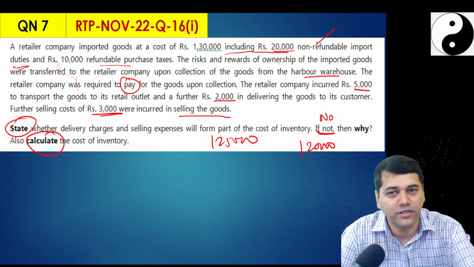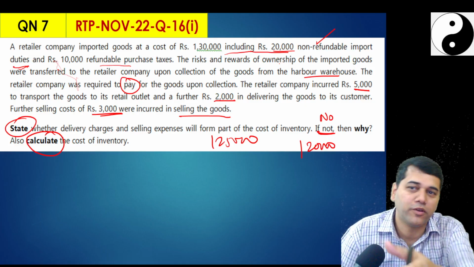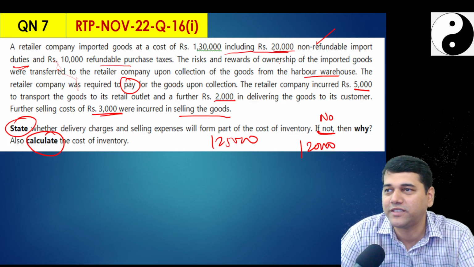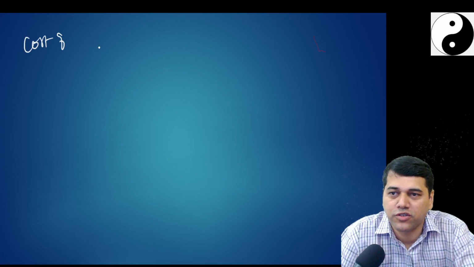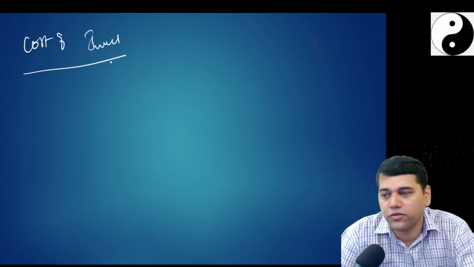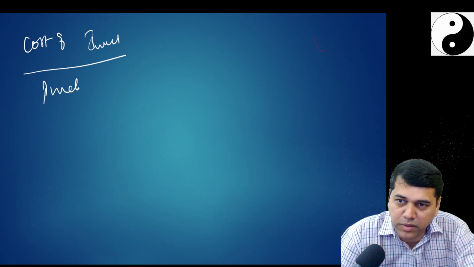Okay, so we'll do this. Just one small point, because since I put it here, otherwise I would have discussed it as a theory. Cost of inventory, theory, you can leave it. We can discuss later. See, my cost of inventory includes purchase price. What is my purchase price?